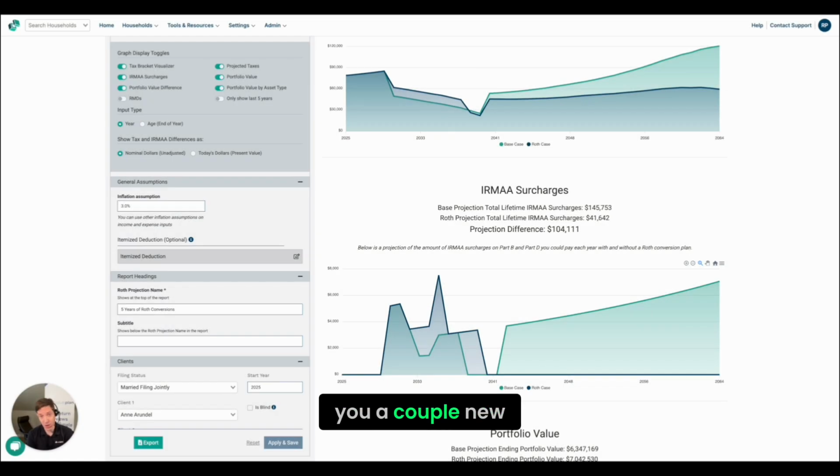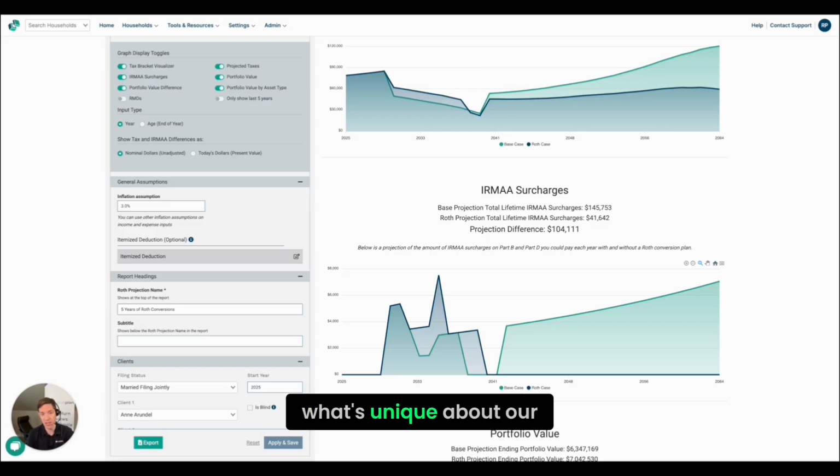I'm going to show you a couple new enhancements to the Roth projection feature. And both of these are new. We're always adding new capabilities to the Roth projection tool. But what's not new is the fact that under the covers is the same tax projection engine, the tax calculation engine that underlies all the rest of Holistiplan.